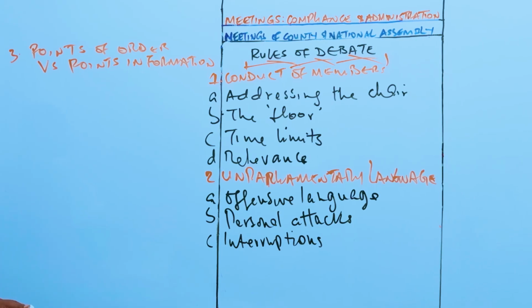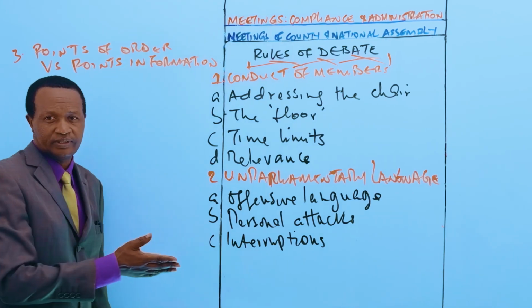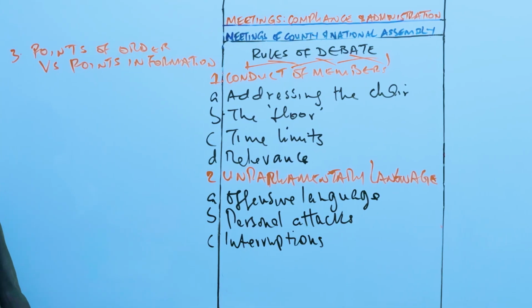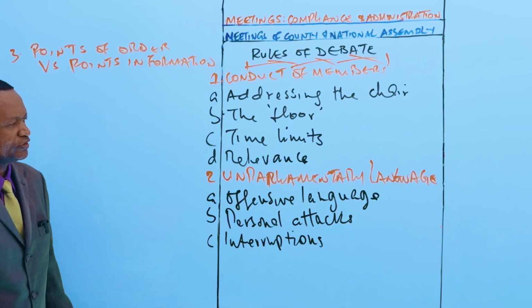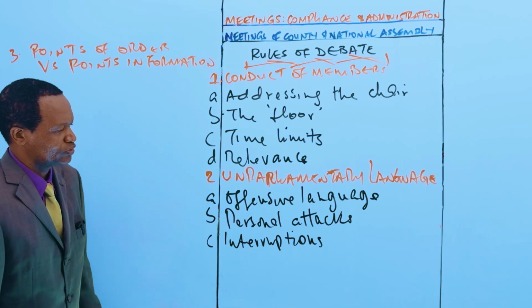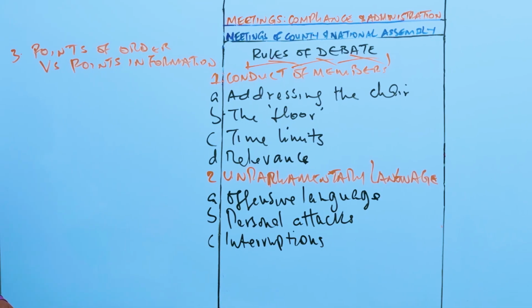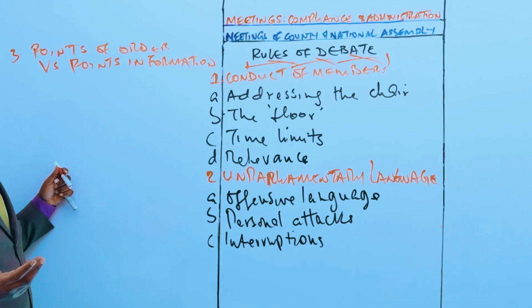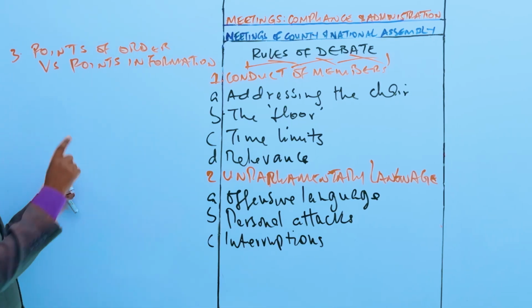A point of order is used when a member believes a standing order has been violated by another member, or if there is a lack of quorum or use of unparliamentary language. So when a member is on the floor and is using unparliamentary language, another member can raise a point of order and interrupt. Then the debate stops immediately, and the speaker must rule on the point before business continues. That is a point of order.